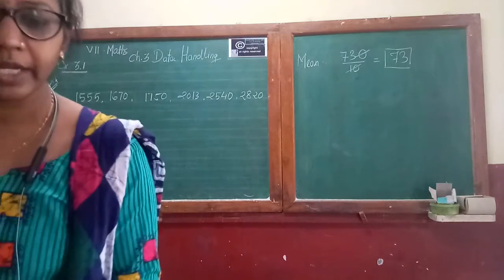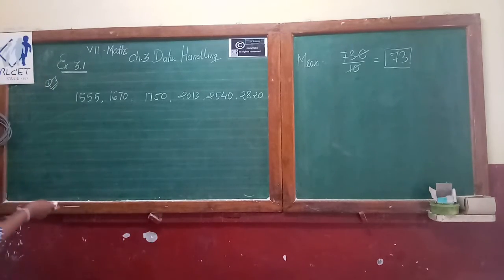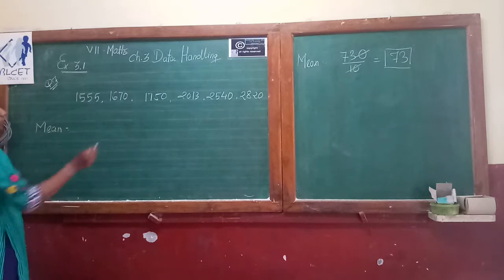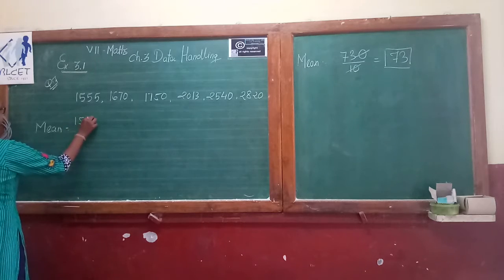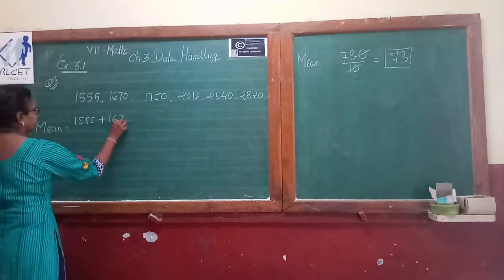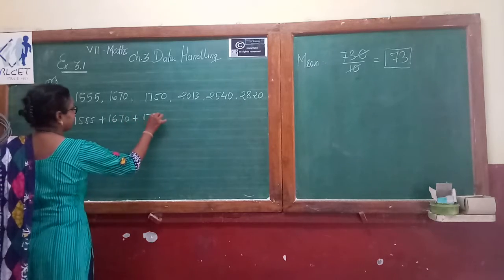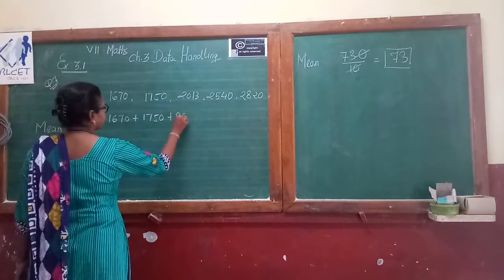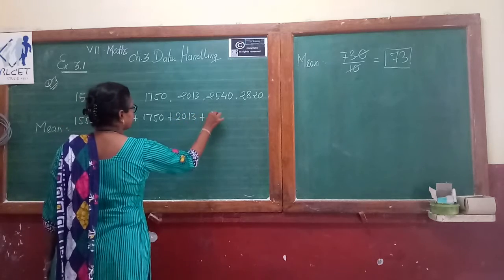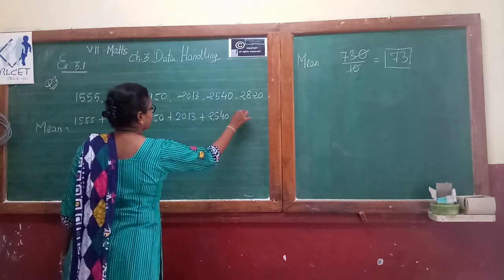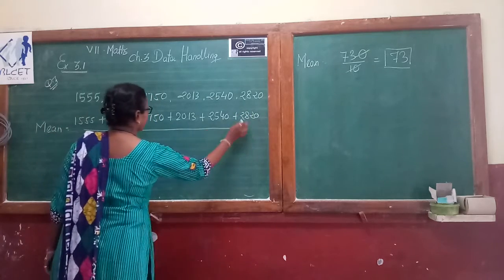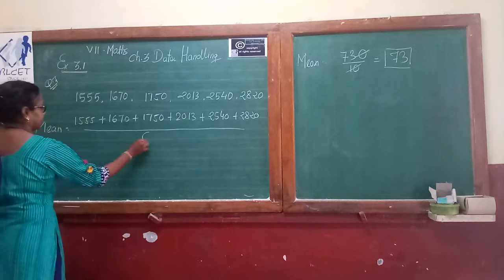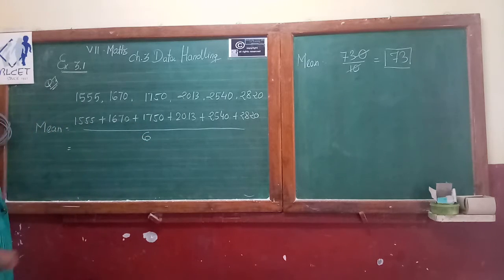So mean means what we can do? Do the addition of all this. So mean is equal to sum of all the observations divided by number of observations. So 1555 plus 1670 plus 1750 plus 2013 plus 2540 plus 2820 whole divided by 1, 2, 3, 4, 5, 6. 6. Now we do the addition.